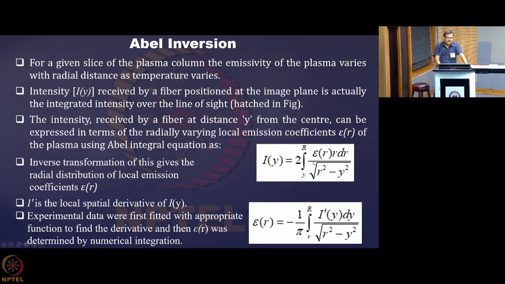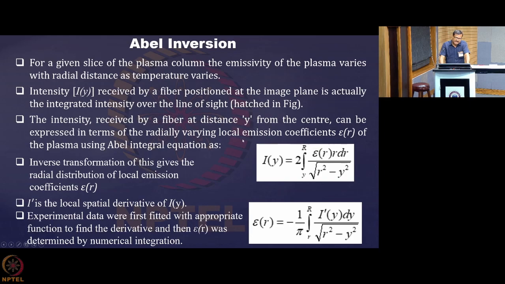Now what are you interested in? You are interested in finding out the radiation that is coming from a particular location. This intensity you are interested in. But for the time being we are unable to do that. We are getting the total intensity. This integral can be inverted to find out the epsilon r, and this inversion is called Abel inversion.